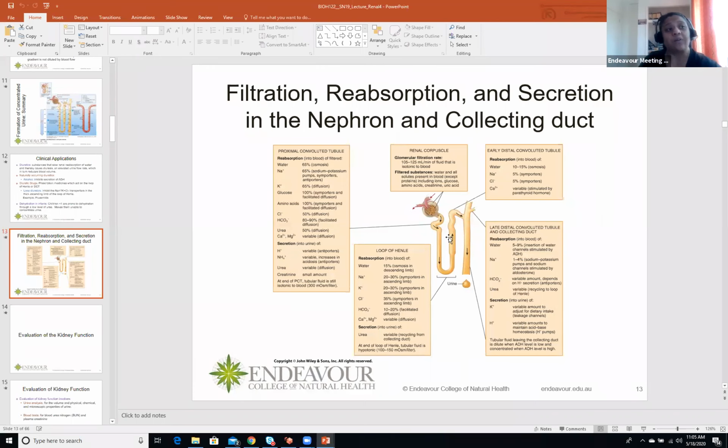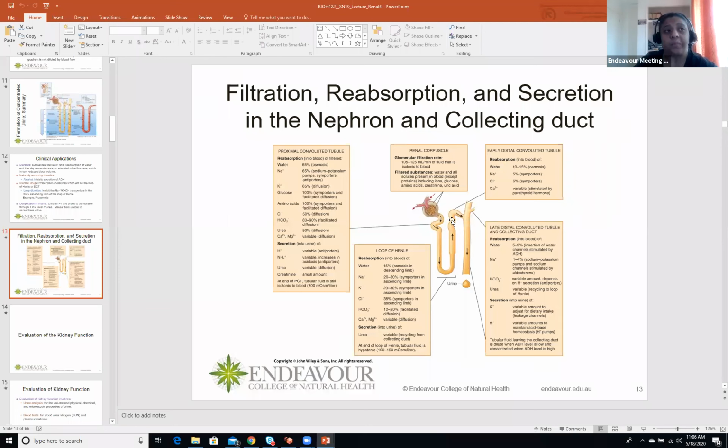But the last part of the loop of Henle, that is the ascending limb, and the remaining parts, the DCT and collecting duct, are pretty impermeable to water. So reabsorption of water into the peritubular capillaries will decrease as the filtrate goes from the descending limb to the ascending limb and then into the distal convoluted tubule and the collecting ducts.